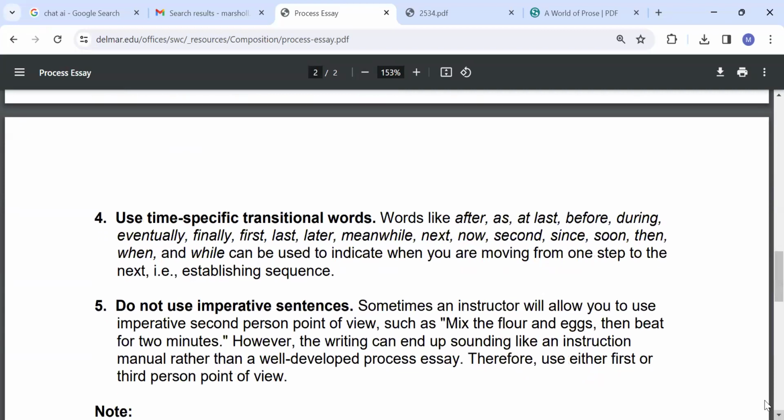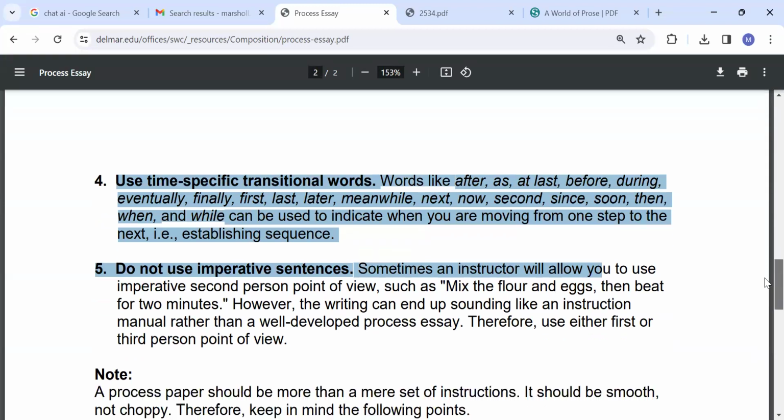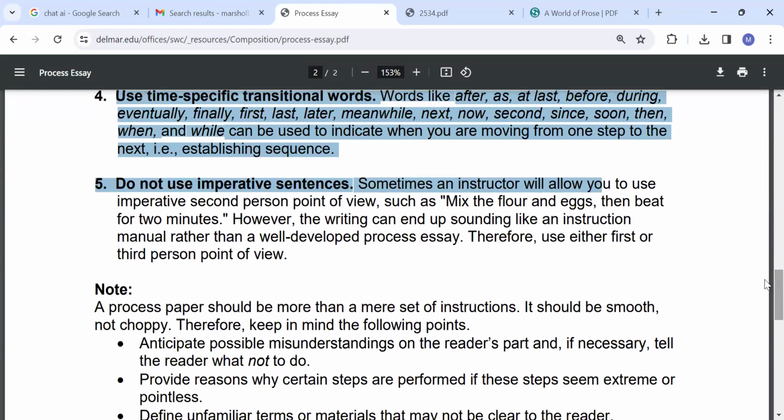Next, you have to follow up that paragraph with how to combine, and then you will finish with the expected results. For each sentence, use time-specific transitional words: after, at last, before, during, eventually, finally, and the like. What this does is guide the reader on what step they should be at. So if you say before you do this, you know this step comes first, etc.